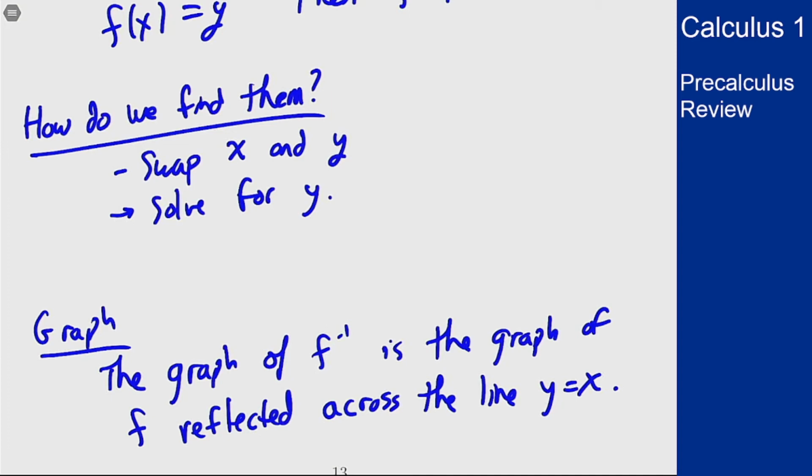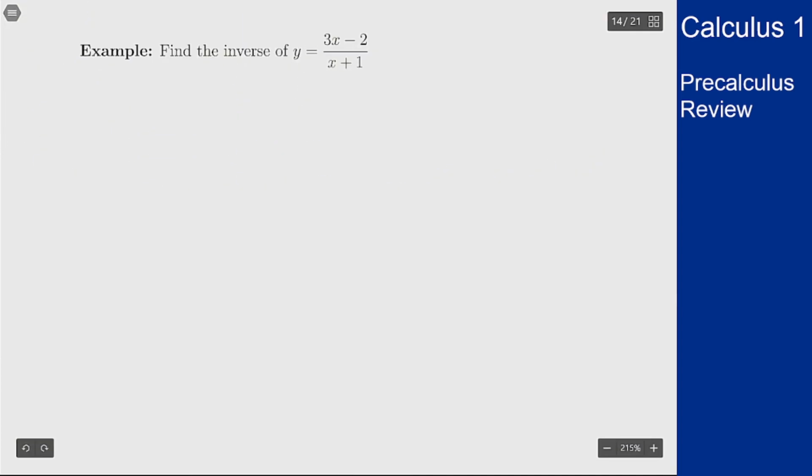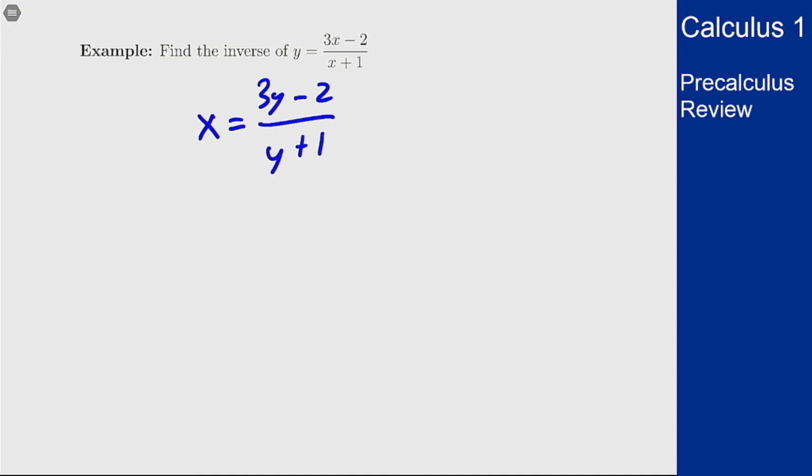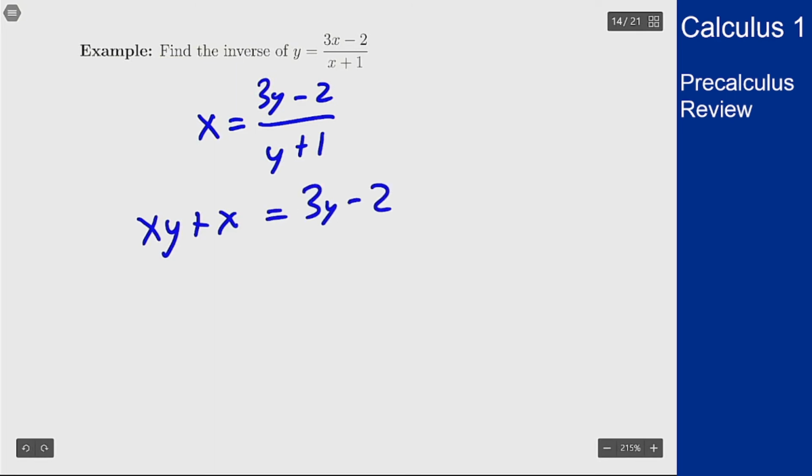Now let's look at an example of how to find this. So I want to find the inverse of this function here, y equals (3x minus 2) over (x plus 1). What I can do is just swap x and y, so I will say x equals (3y minus 2) over (y plus 1), and now I want to solve out for y. So let's move the denominator to the other side. xy plus x, distributing the x, equals 3y minus 2.